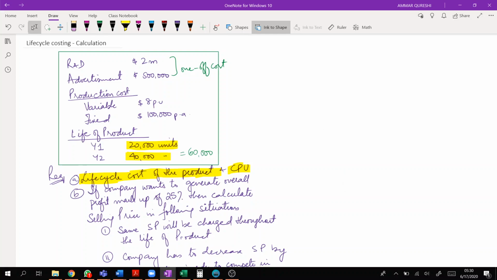for the first part, first of all, we need to consider one-off costs, right? So research and development is a one-off cost. Its cost is around $2 million. Advertisement cost is around 500,000, right? So this is basically a cost which the company will bear only once in this question.